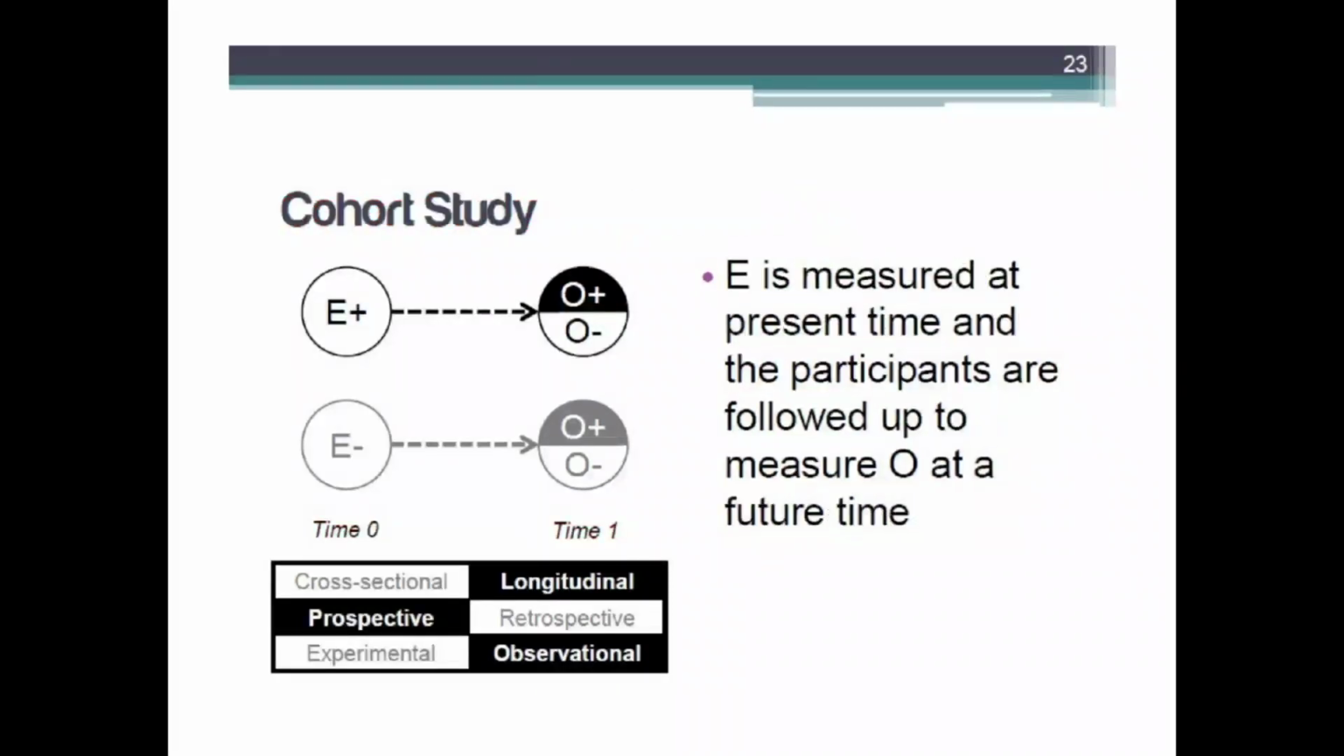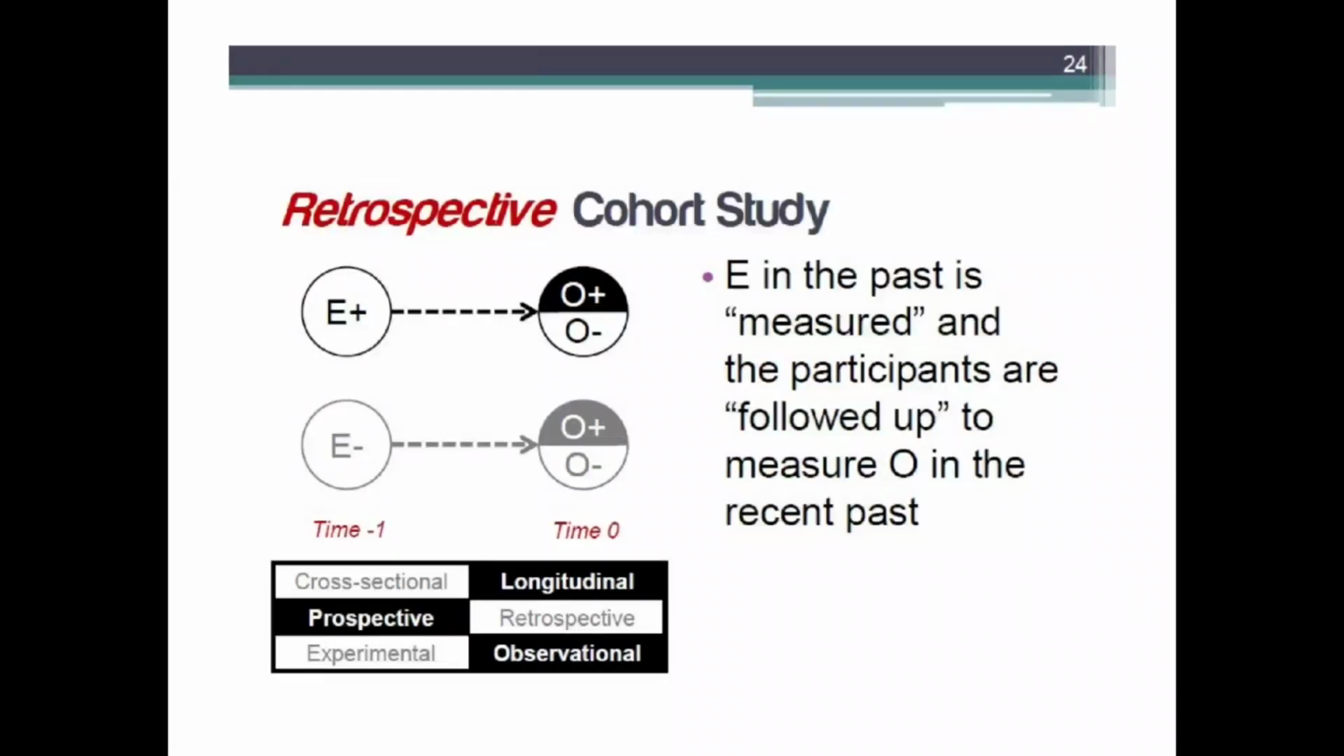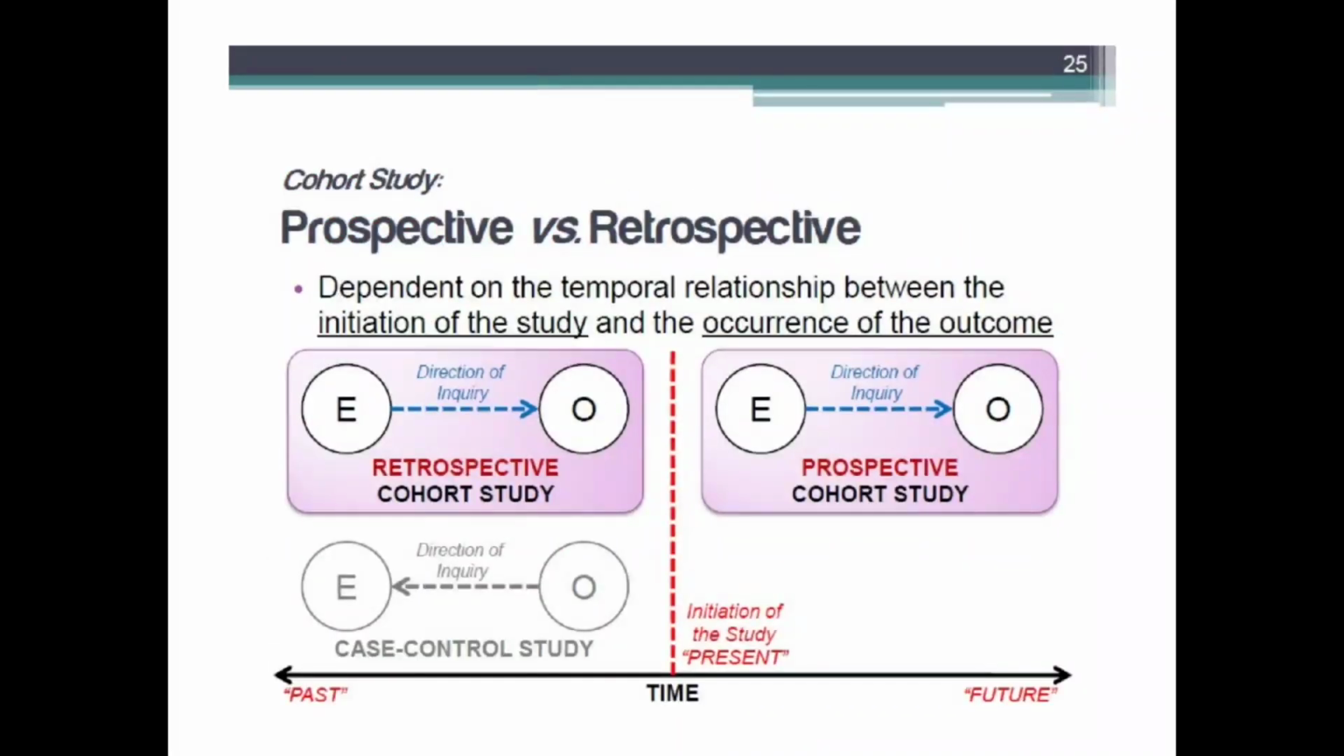So, this is your regular prospective cohort study. And then, this is your retrospective cohort study naman. The exposure in the past is measured and the participants are followed up to measure the outcome in the recent past. Okay? So yan yung difference nila. Retrospective, nangyari yung exposure, magpa-follow up ka ng outcome.